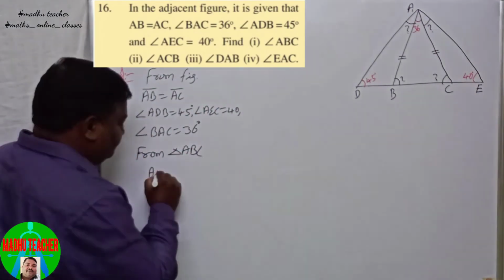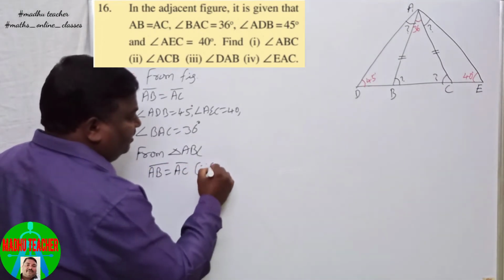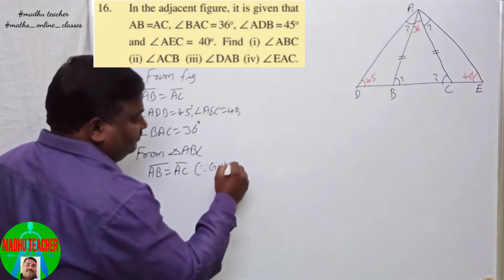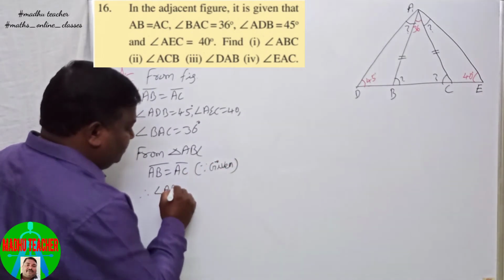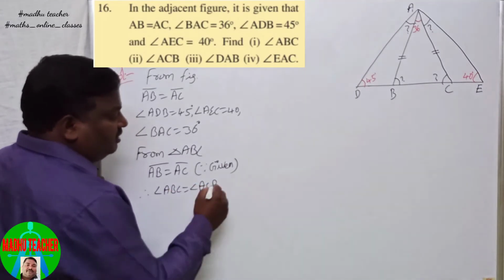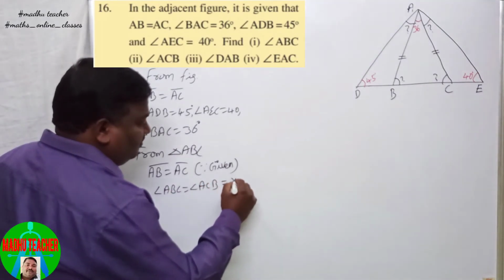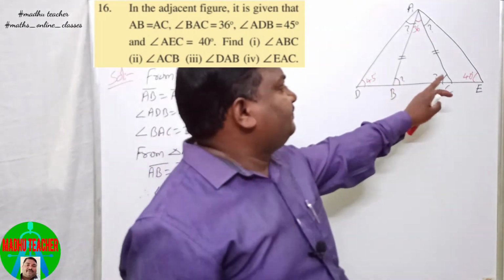AB equal to AC, given. Therefore, angle ABC equal to angle ACB. Let this value be x. So I am taking x degrees.